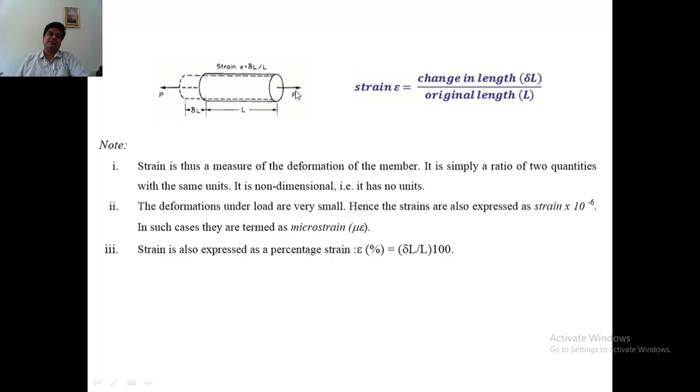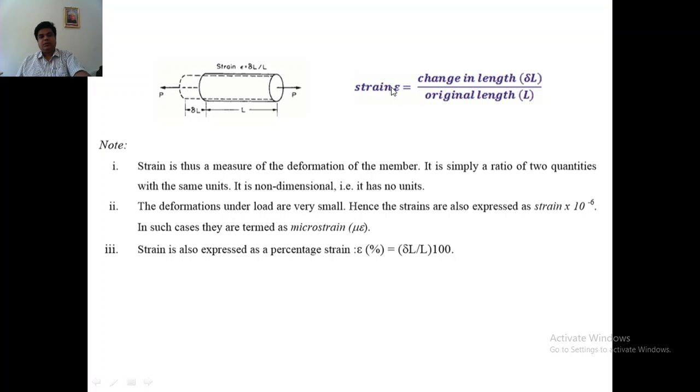Since I am taking an axial load here, or linear load, this strain is called linear strain or axial strain. The strain which is acting because of this axial load is called axial strain, and it is also called normal strain because the load is acting normal to the cross section of the object, or perpendicular to the axis of the object. So it's also called normal stress, normal strain.